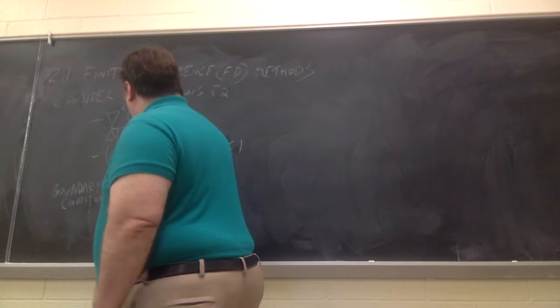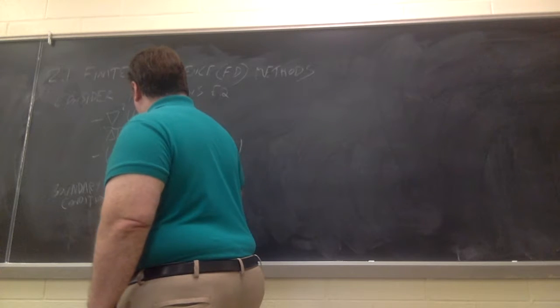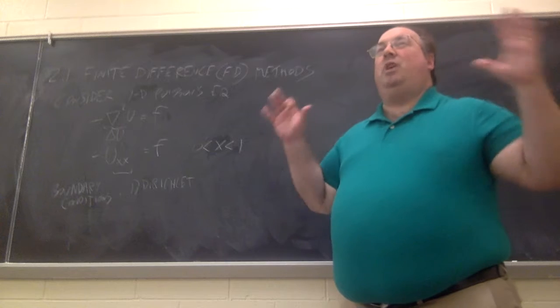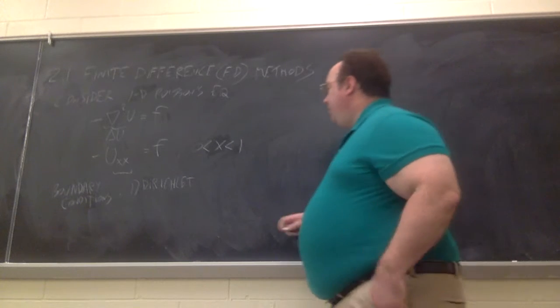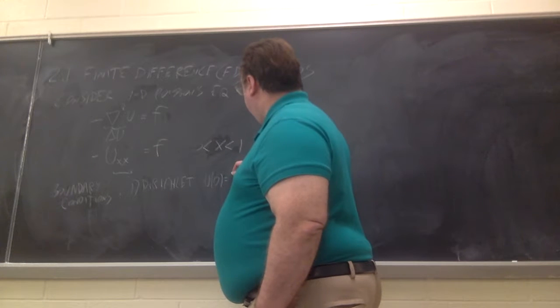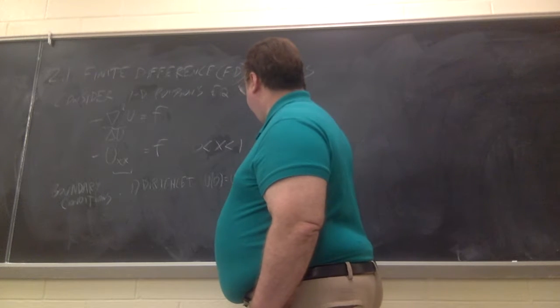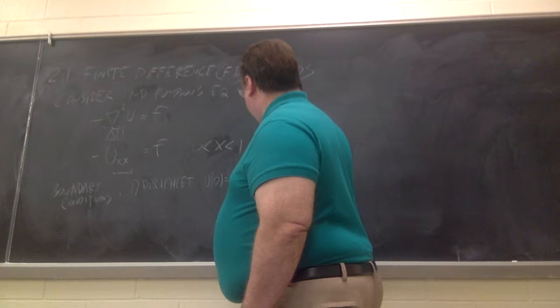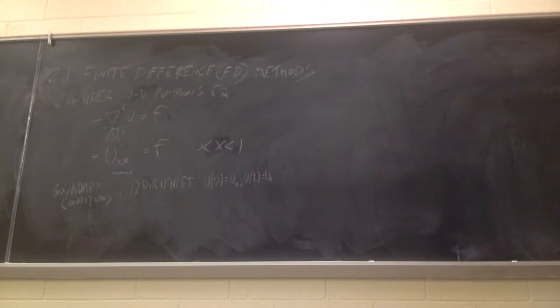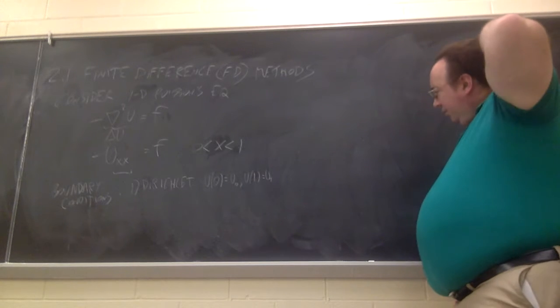I brought this before, but I want to have everything in one place. So Dirichlet would be u of 0 equals something, like some value u naught, u of 1 equals something else. So in other words, we're specifying the value of a solution at the two boundary points, x equals 0, x equals 1.